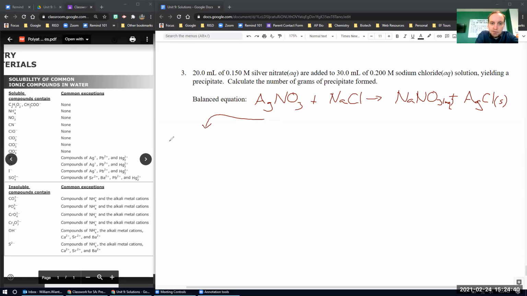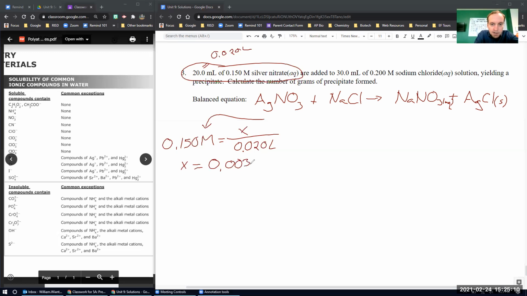So my silver nitrate, I'm going to do that over here. My molarity is 0.150 molarity. Again, this is right here. Is equal to some number of moles over, again, 0.020 liters. And then when I solve that, again, all I need to do is multiply those two numbers together. And what I get is 0.003 moles of AgNO3. Okay, I'm going to do the same thing, but for the sodium chloride over here.